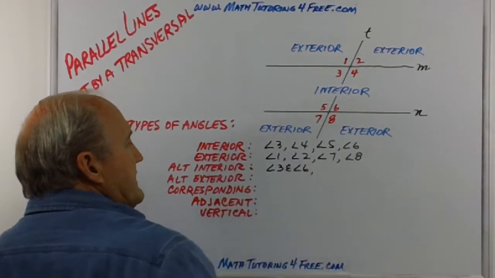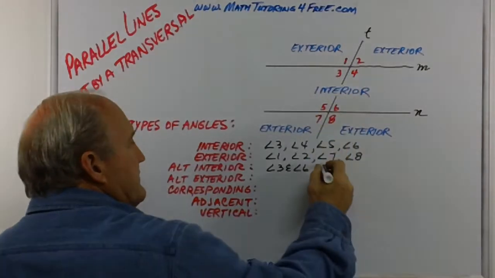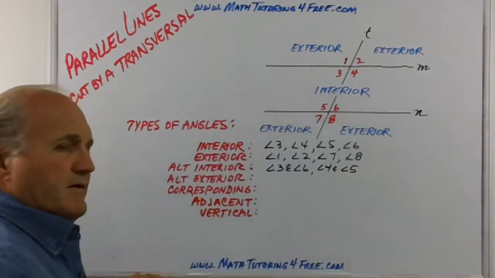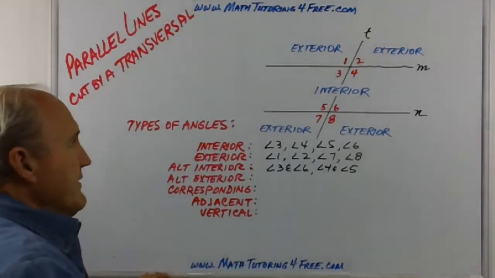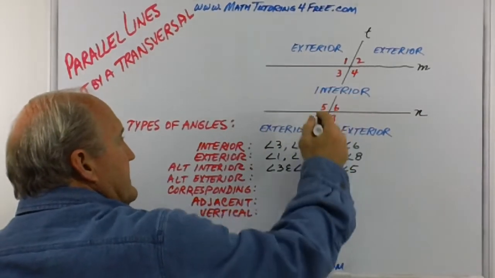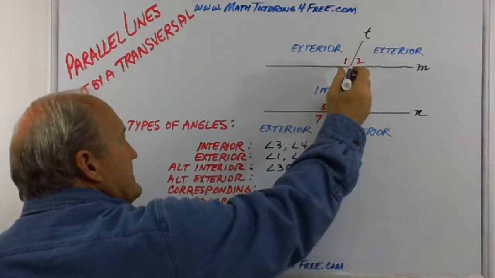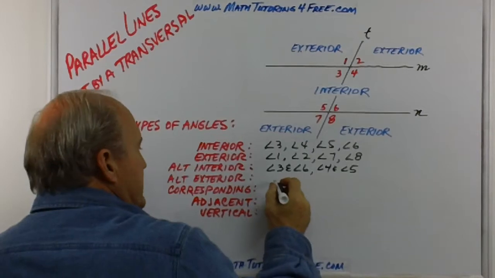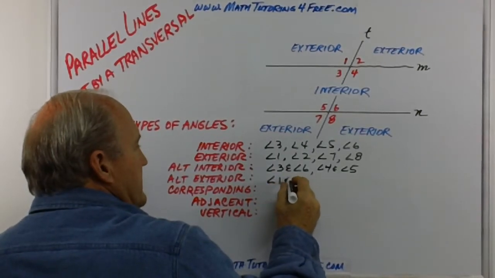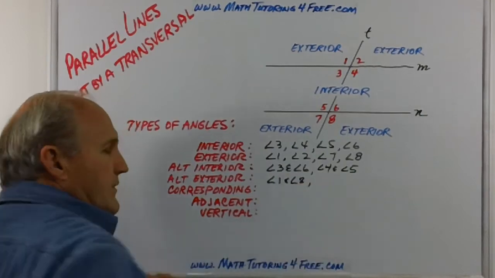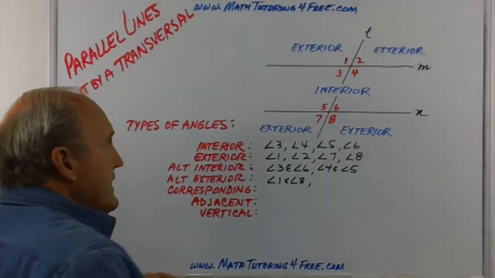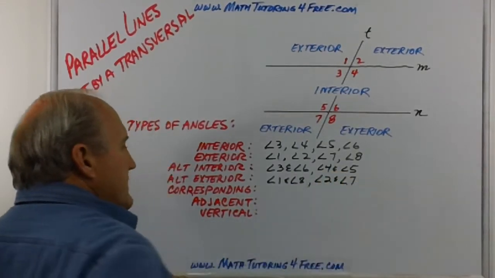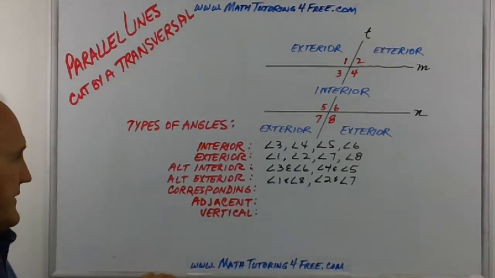Those would be a pair, and we'll find out later why we consider them a pair. And angles 4 and 5 would be considered a pair of alternate interior angles. They're on opposite sides of the transversal and they're interior. Exterior, alternate exterior angles. Well, the opposite of 1 is 8, so angle 1 and angle 8 would be considered alternate exterior angles. And then angle 2 and angle 7 would be the alternate exterior angles.